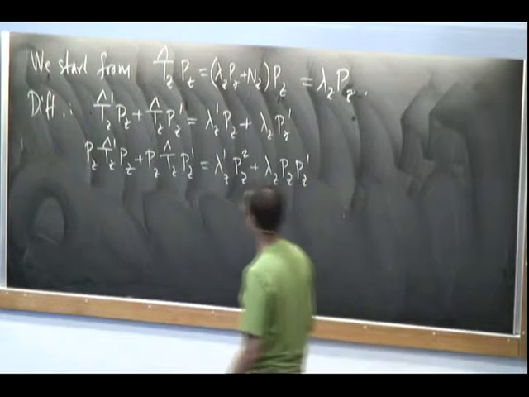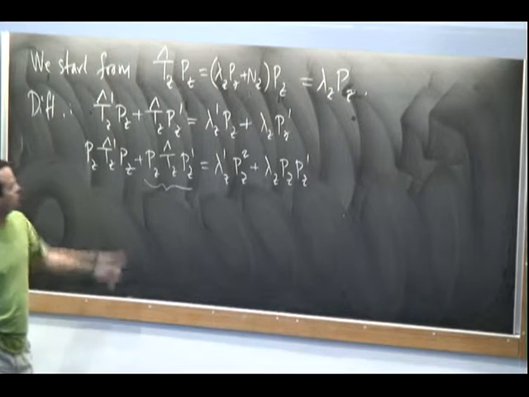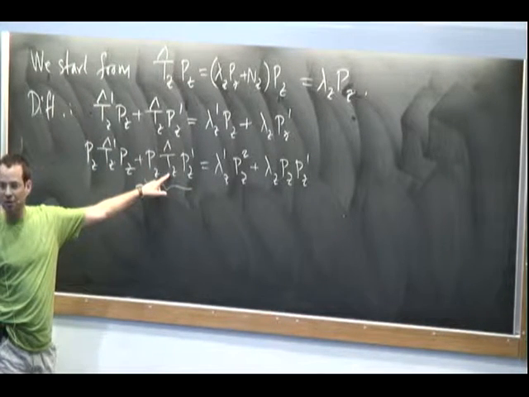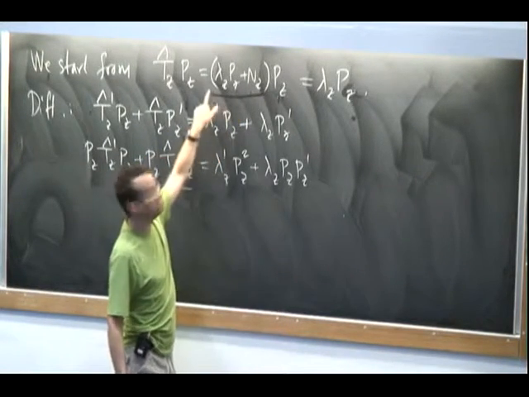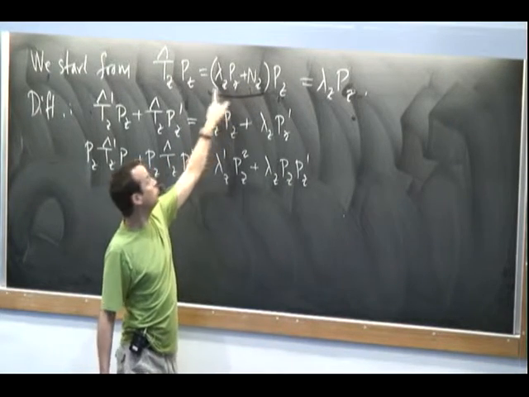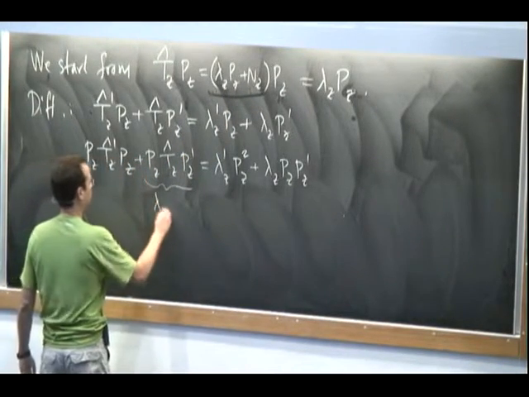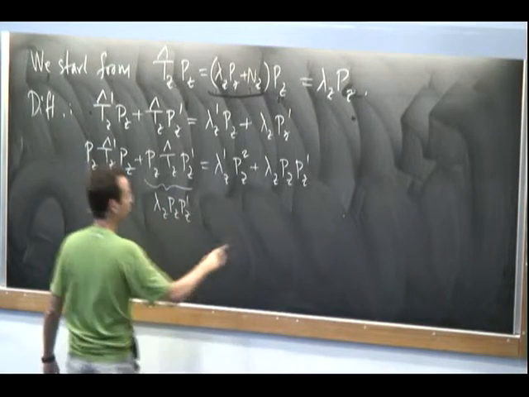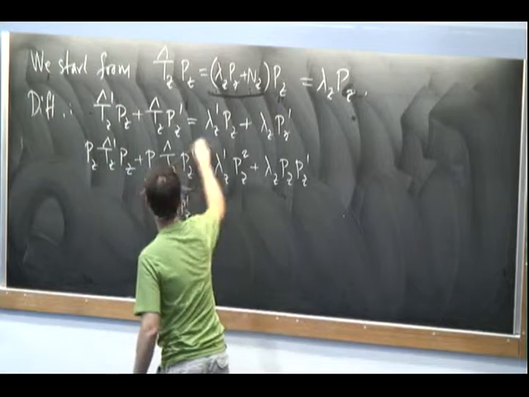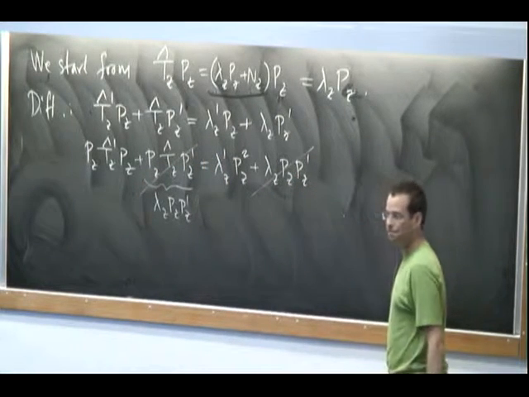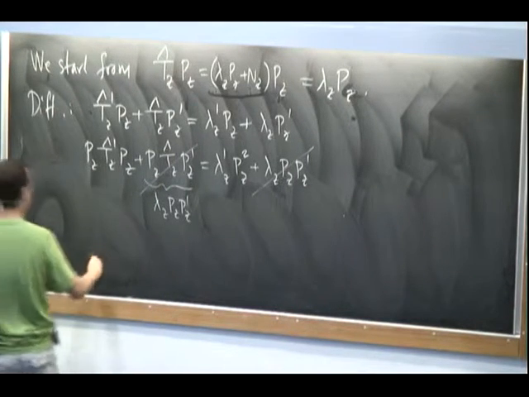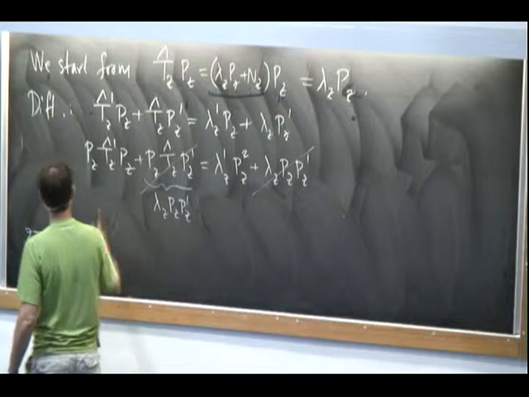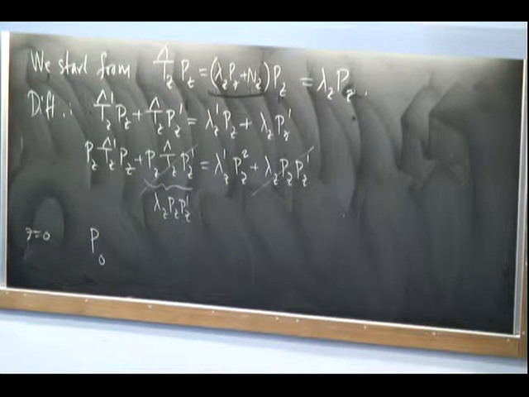So now let's look at this. P_z applied to T_z is lambda z P_z, because T_z is lambda z P_z plus N_z, and if you multiply this expression by P_z on the left, P_z kills N_z. So you remain with lambda z P_z. So this is lambda z P_z P_z prime, which is the same as this term. So this is canceled out. Okay, so now I substitute z equals zero, and I get that P_0 T_0 prime is i times the transfer operator M_psi.